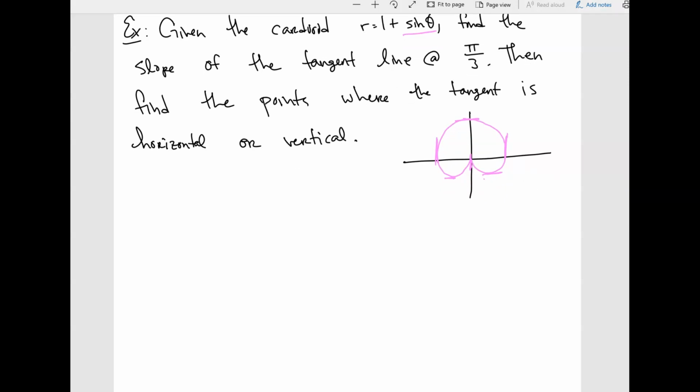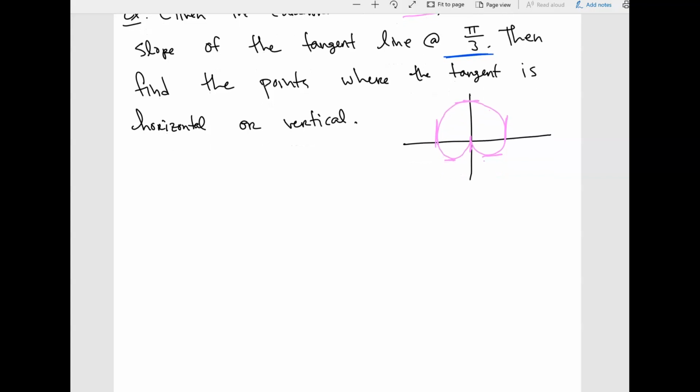take a while. So the first thing that we want to do is find the slope of the tangent line at pi over 3. We just want to find the slope. We don't want to find the tangent line itself, which is great, because you saw how long that takes. So dy over dx, let's start off by writing down the formula: dr over d theta sine of theta, plus r cosine theta, divided by dr over d theta cosine theta, minus r sine theta. Okay, so let's go ahead and start off by writing this.